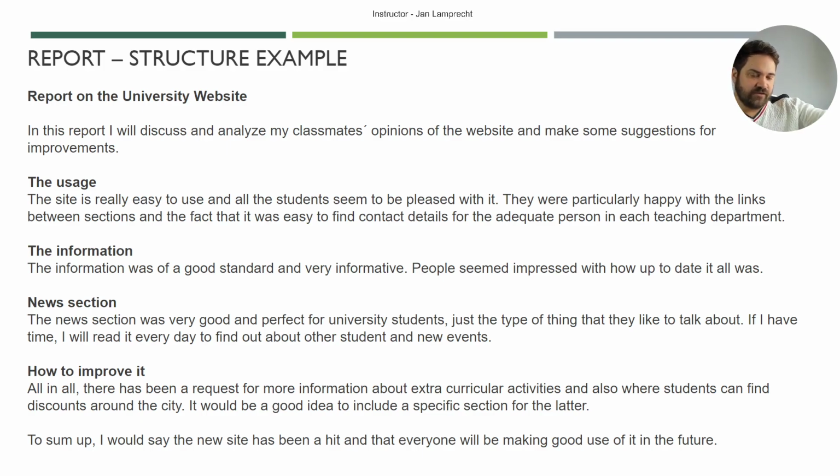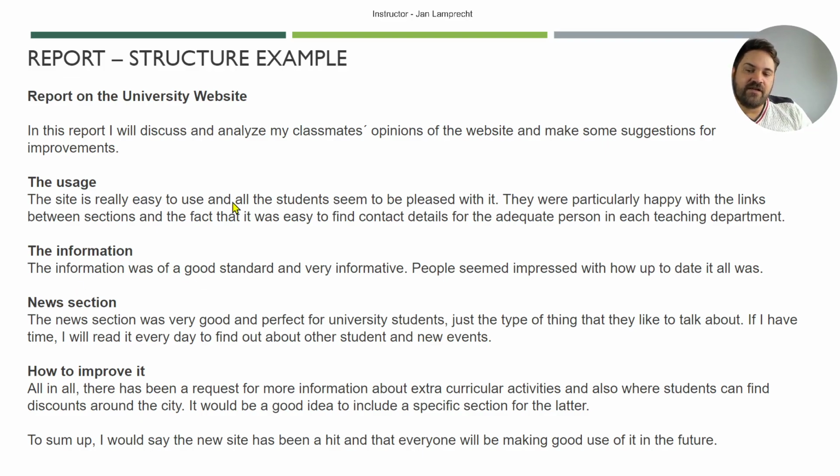You're providing facts, you're providing research in theory. The information was of a good standard and very informative. People seemed impressed with how up-to-date it all was. Seemed to be impressed. Okay, they seemed impressed or seemed to be impressed. Good. Title, news section, because you have to talk about the news section.